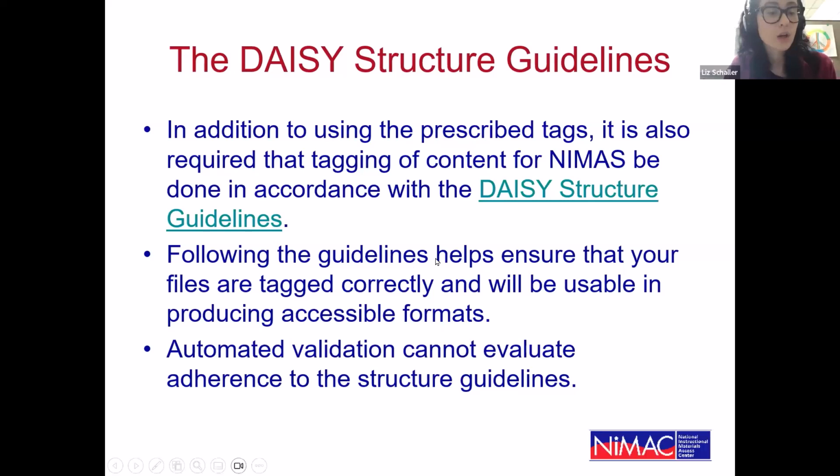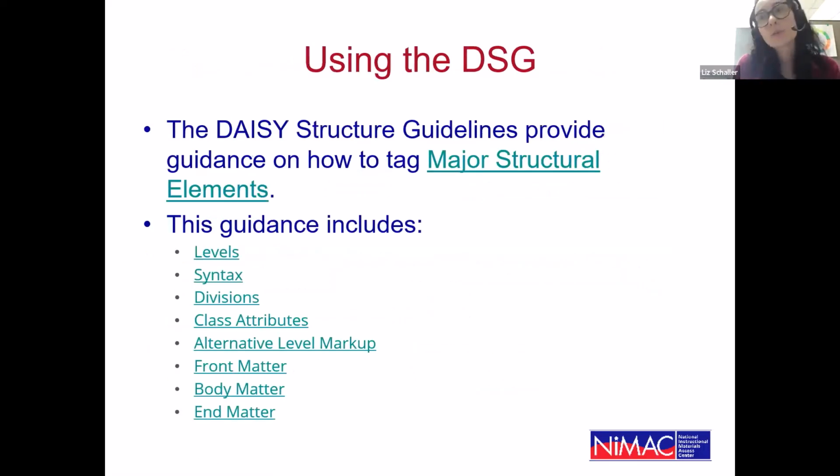And just to note, automated validation cannot evaluate adherence to the structure guidelines. Again, this is something that our manual file check may result in some errors or issues that we require resubmission for, as well as if a user reports an issue with a file to us. The DAISY structure guidelines provide guidance on how to tag major structural elements. This guidance includes levels, syntax, divisions, class attributes, alternative level markup, front matter, body matter, and end matter.